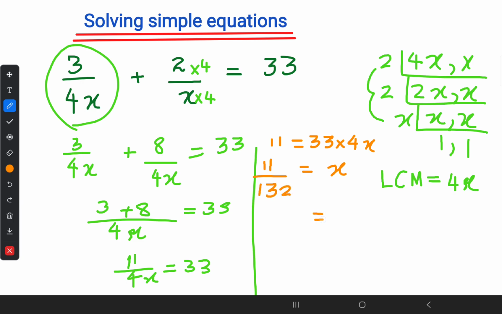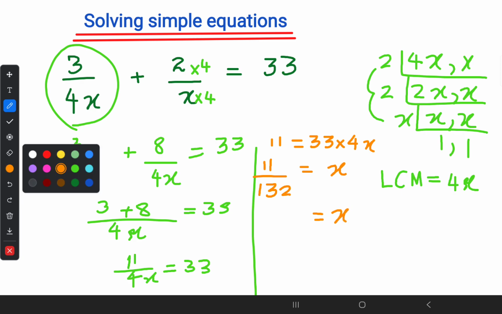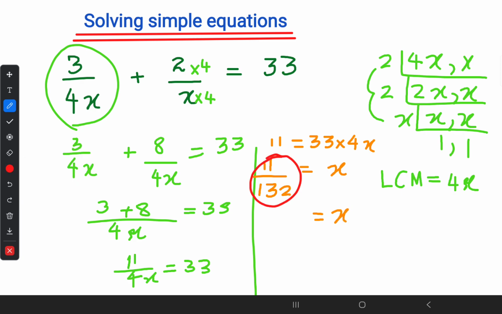Then finally x would be 11 upon 132. You can keep the answer like this, but it is more appropriate to write the simplest fraction. Both the numerator and denominator are multiples of 11. When you simplify this by using 11, we get 1 upon 12. This is the most appropriate answer for our x.